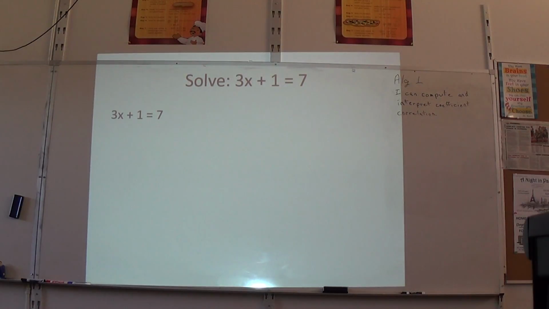So what's step one going to be? Zoe? Subtract 1 from both sides. Correct. Step one, we subtract 1 from both sides, because plus 1 minus 1 is going to cancel itself out. And we're going to end up with 3x equals 6.